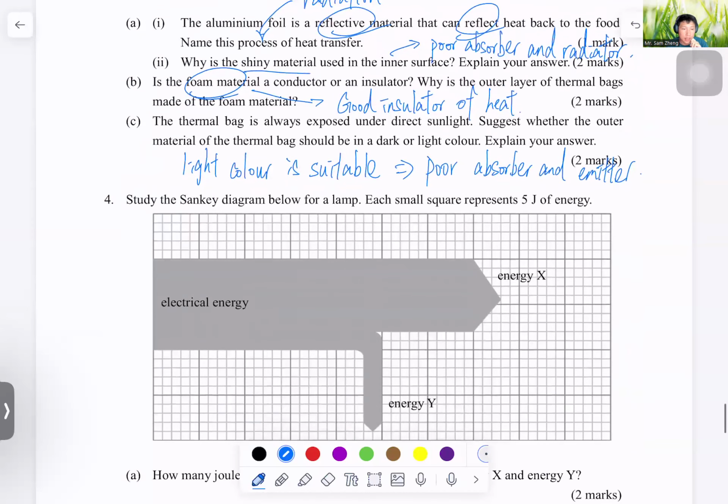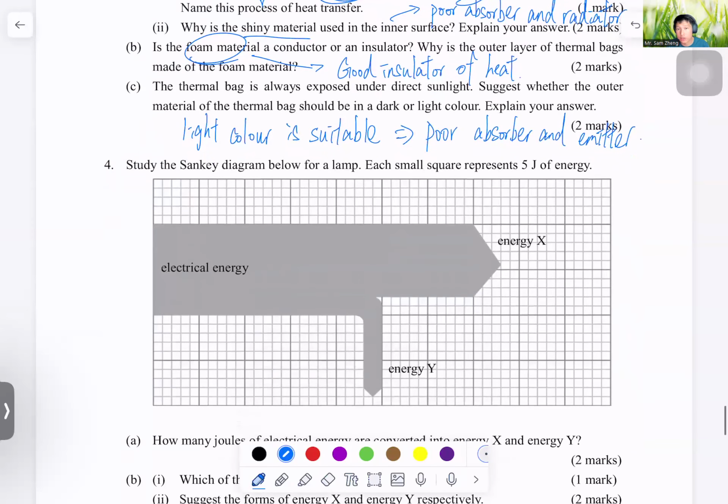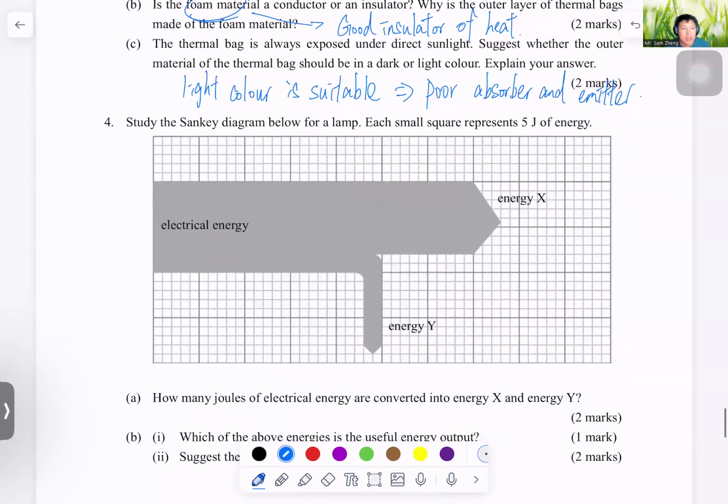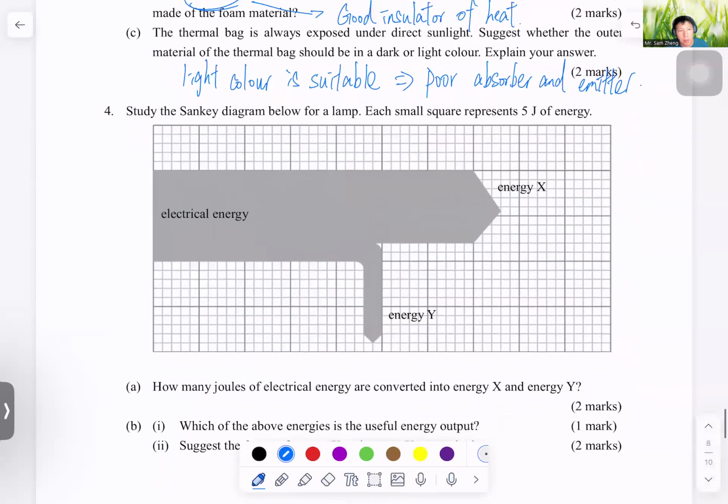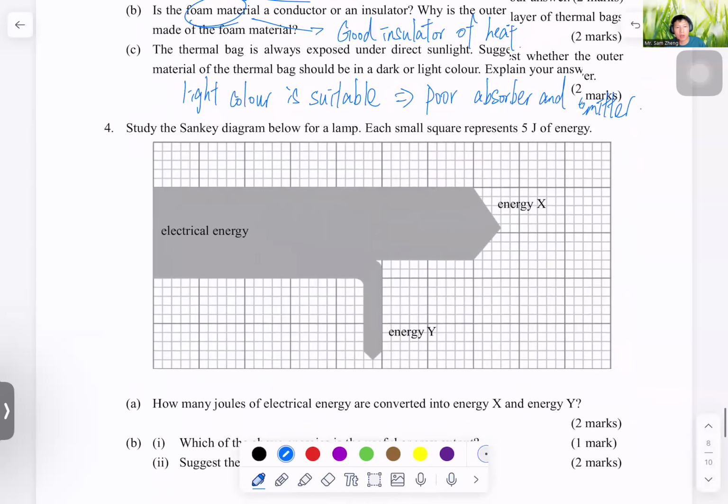So in this case, we can see that it is important for us to have the light color because it somehow can trap the heat, and it can keep the temperature constant for a longer time. So for question number 4, we will try to study the Sankey diagram below for a lamp.